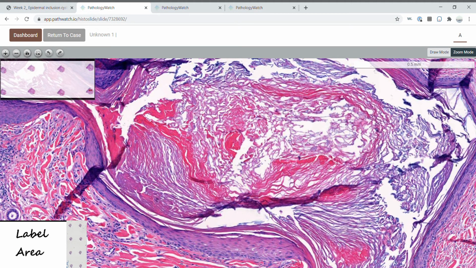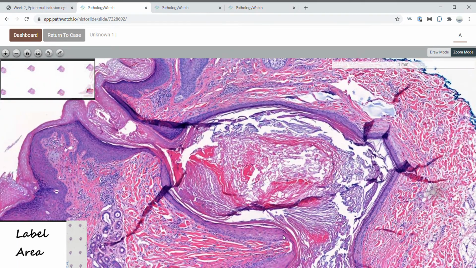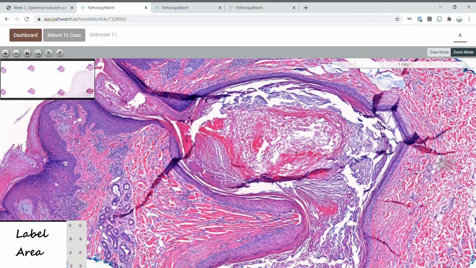The differential diagnosis of cysts includes a pilar cyst. A pilar cyst does not have a granular layer and has compact keratin within the lumen. If you notice here, there are no adnexal structures within the wall of the lumen. If you had sebaceous glands or hair follicles, this would be a dermoid cyst. If there were small hairs in the lumen, this would be a vellus hair cyst.